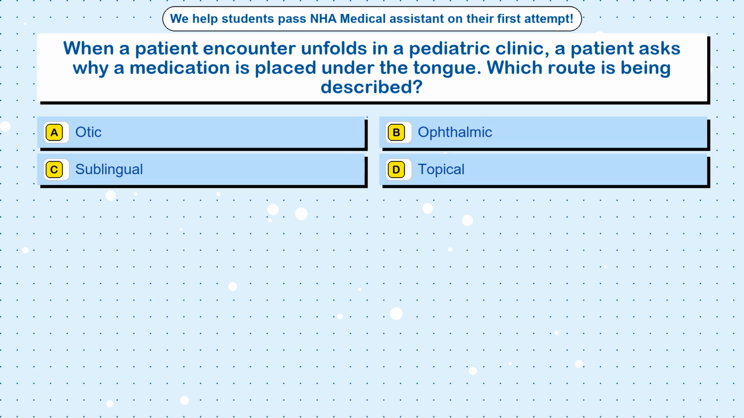Question 76. When a patient encounter unfolds in a pediatric clinic, a patient asks why a medication is placed under the tongue. Which route is being described? Option A, otic. Option B, ophthalmic. Option C, sublingual. Option D, topical.